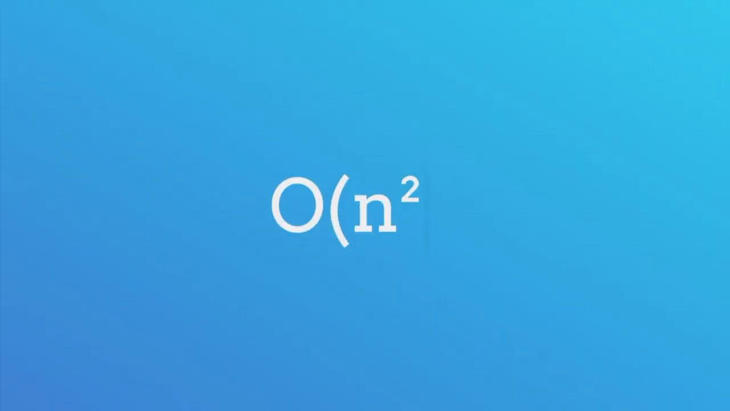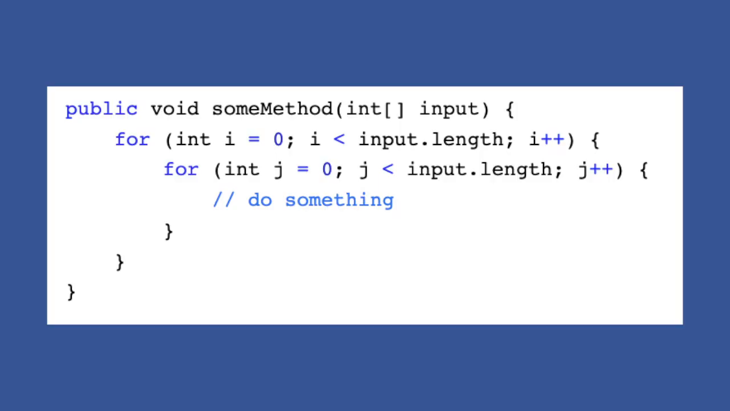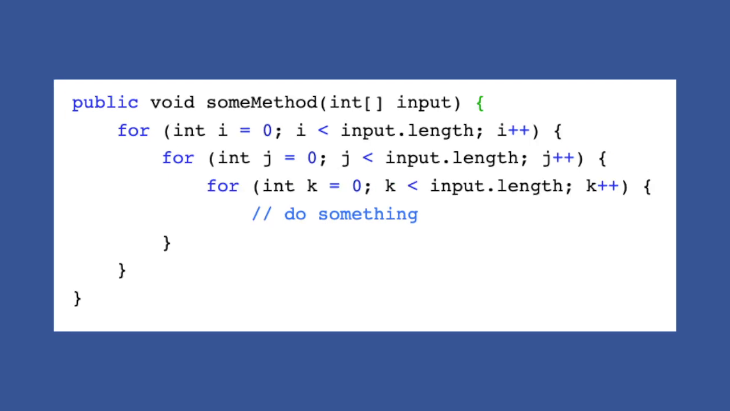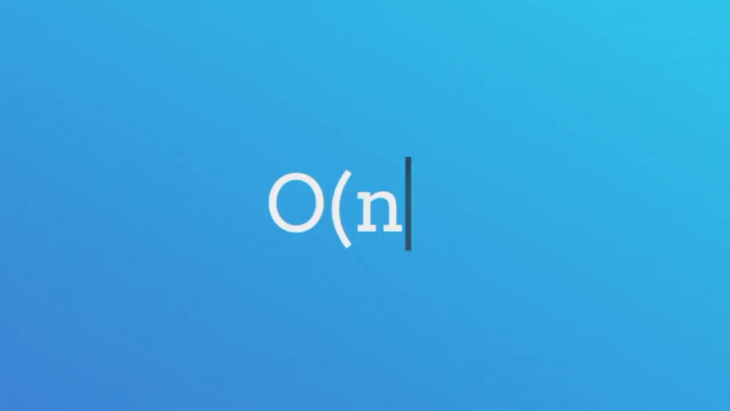The final runtime that I'm going to talk about today is big O of n squared. It is easy to identify this runtime because you will usually see one loop that iterates through some input data, which in turn has another nested loop that iterates through the data for every element in the array. If we were to add another nested for loop that parses the same dataset, the runtime would become big O of n cubed, and so on for every additional nested for loop that parses the same dataset.